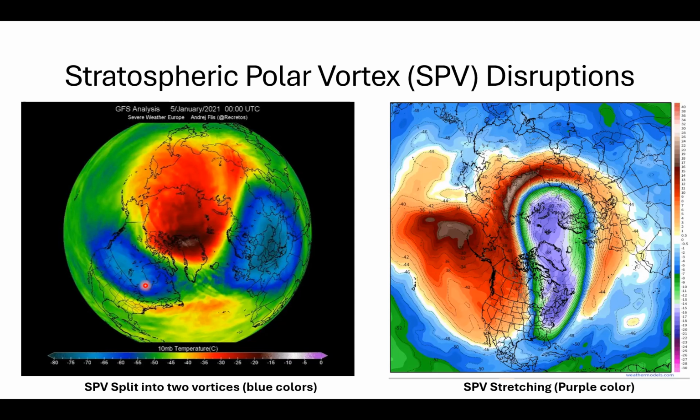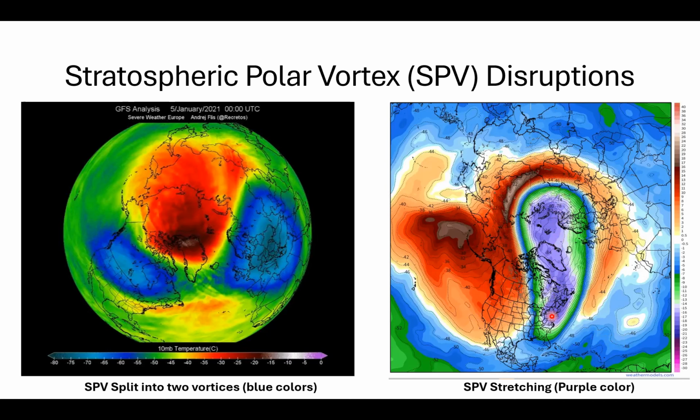Blue colors indicate the actual location of the two vortices associated with this polar vortex split. And then right down the middle, you have just this anomalously warmer temperatures in the stratosphere over the North Pole. See that? Right at this location here, 10 millibar temperatures. So you got the split in the blue colors, two vortices, and then that very warm stratospheric temperatures between the two vortices.